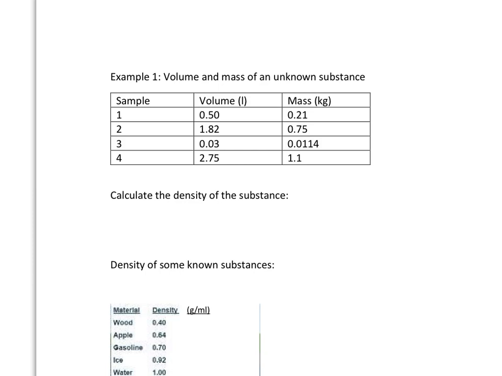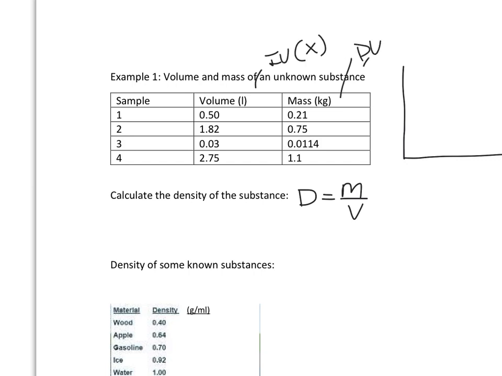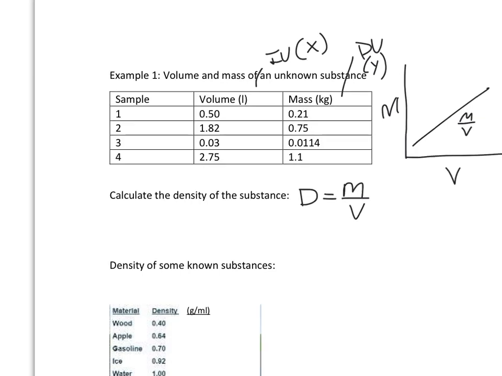And to calculate the density is just equal to mass over volume. But if I were to graph the volume versus mass here, this would be my independent variable, and thus would go on the x-axis. And this would be my dependent variable, which would go on the y-axis. Which means I have volume here and mass here, which means my slope is just going to be mass over volume. Now I know something about my slope formula.